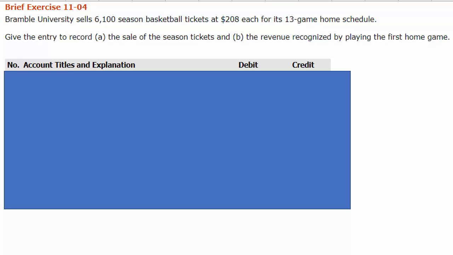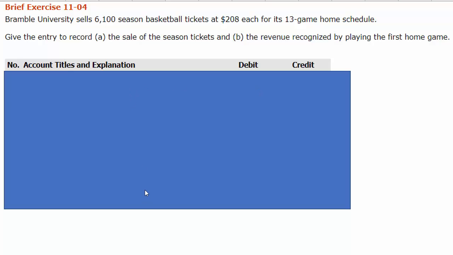Bramble University sells 6,100 season basketball tickets at $208 each for its 13-game home schedule. Give the entry to record the sale of the tickets and the revenue that we would recognize after we've played the first home game. Okay?